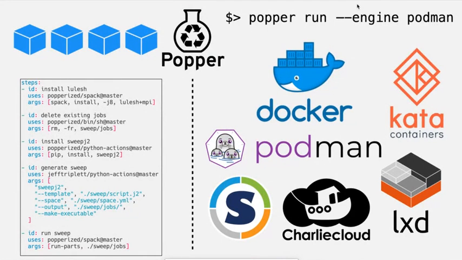But you can say, okay, don't use Docker, use Podman. And then under the covers it's going to be doing all that it takes in order to take that same workflow with those same images that you've prepared and run them on a different engine. Right now we support Podman, but we're working on Singularity and Docker, and we welcome pull requests for others.